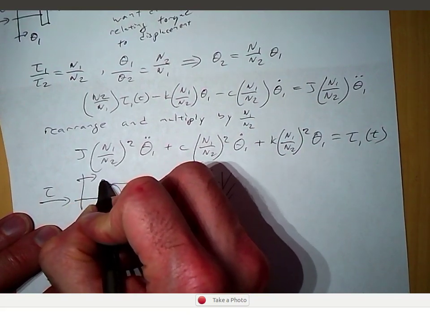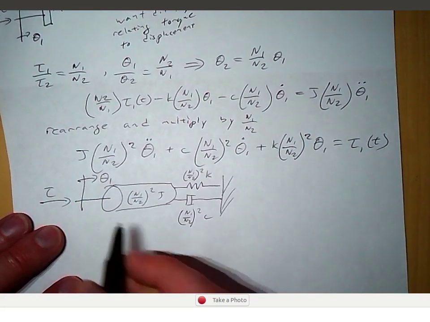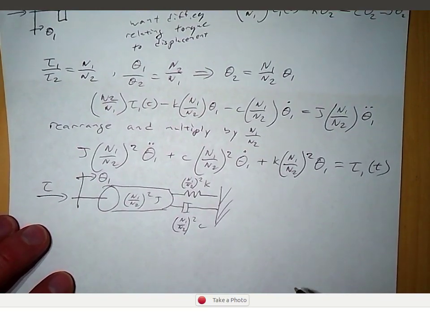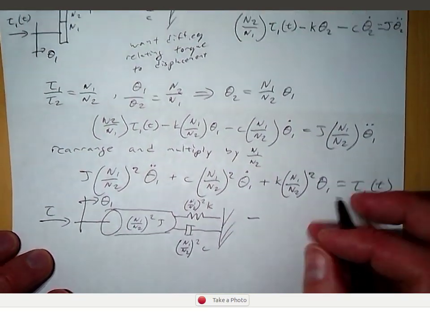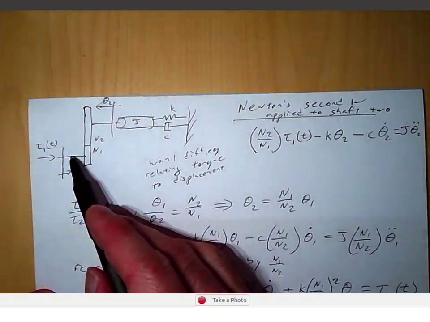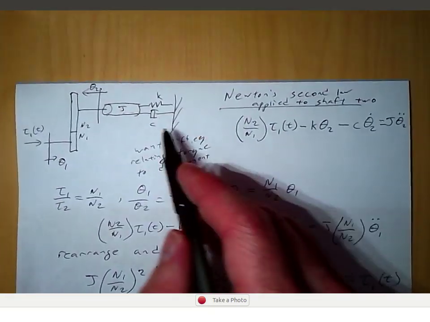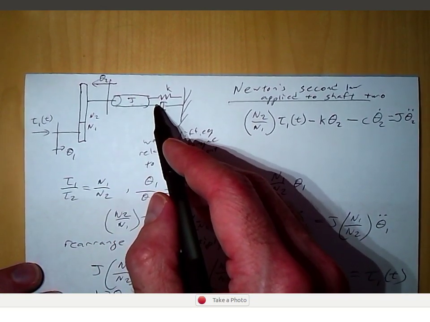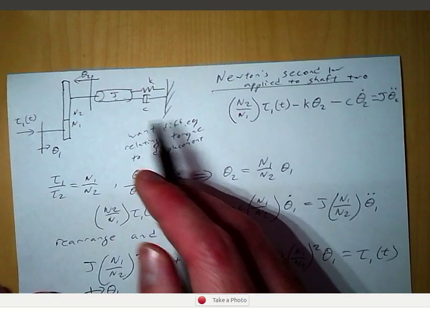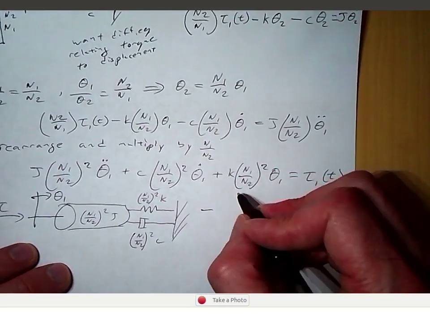And this is all on shaft 1, so theta 1 is the displacement. This process of making an equivalent system on a different shaft, where we have impedances on one side of a gear pair and we want to find an equivalent system on the other side of the gear pair, is called reflection.